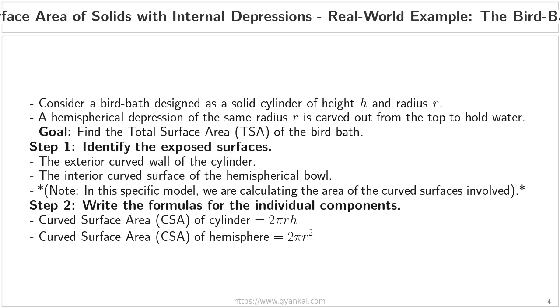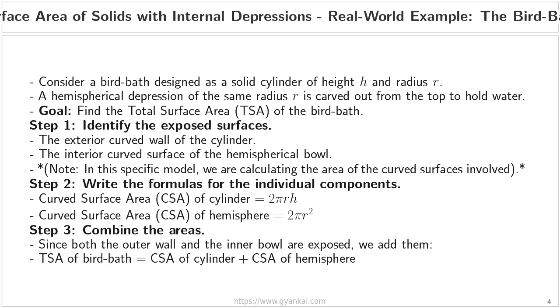Moving to step 2, we need to write down the mathematical formulas for these individual components. For the curved surface area, or CSA, of the cylinder, the formula is 2 pi r h. For the curved surface area of the hemisphere, the formula is 2 pi r squared.